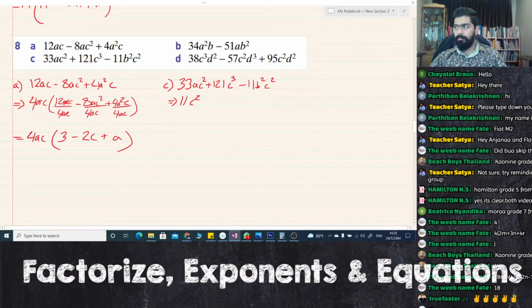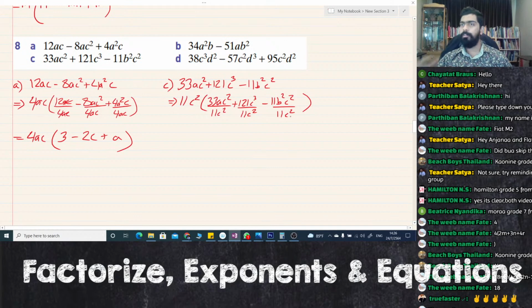Now let's go ahead and solve it. Now we open the bracket. So we have 33AC square over 11C square plus 121C cube over 11C square minus 11B square C square over 11C square, right guys? I think I was experiencing some technical difficulties there.